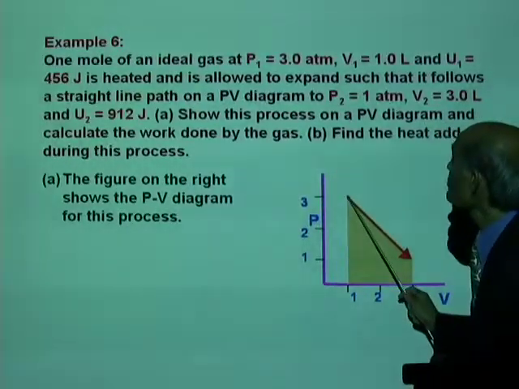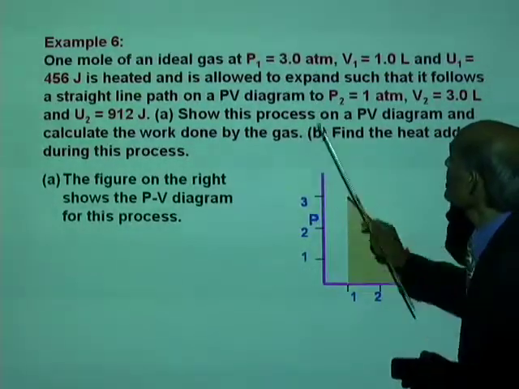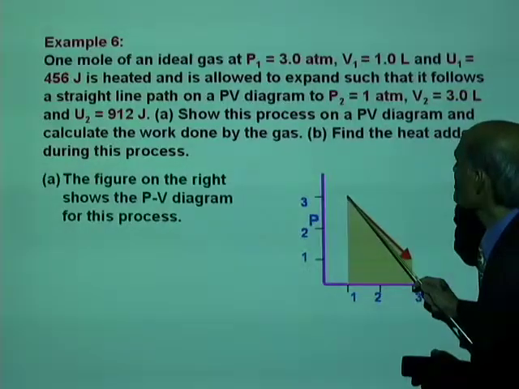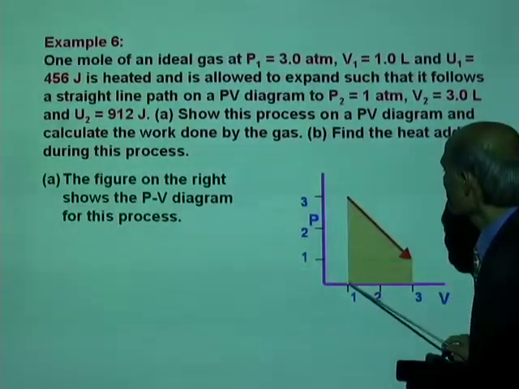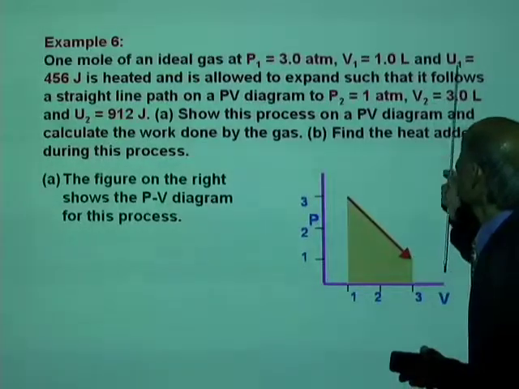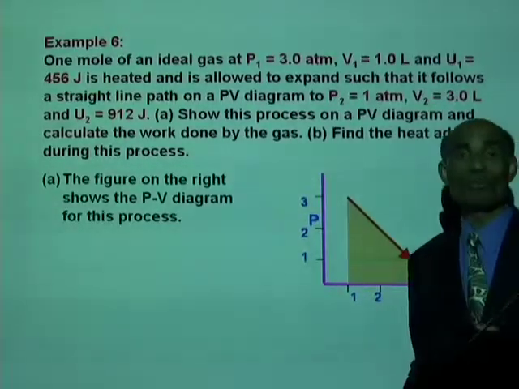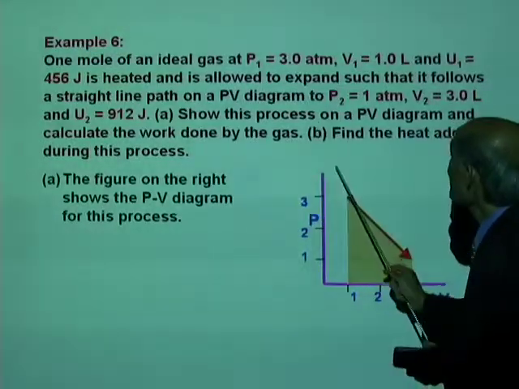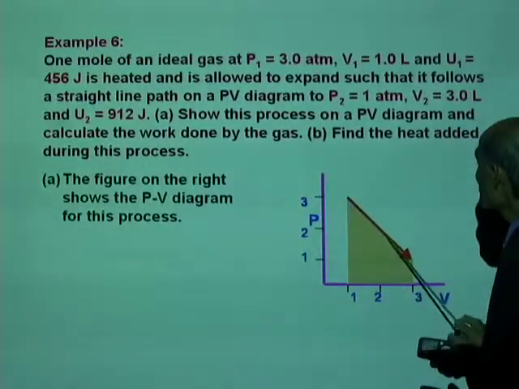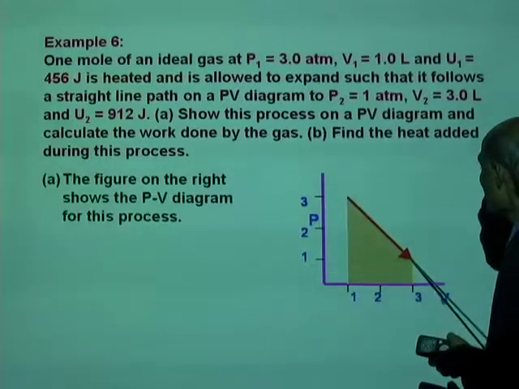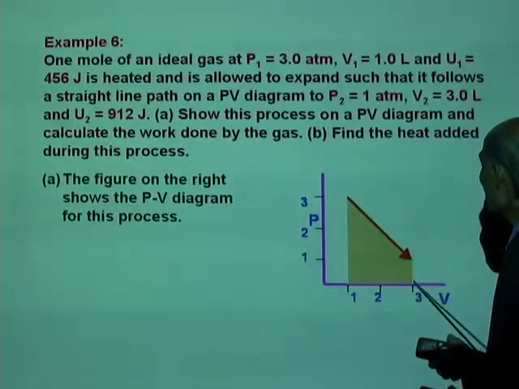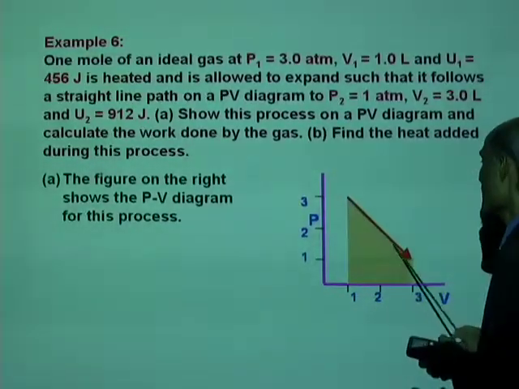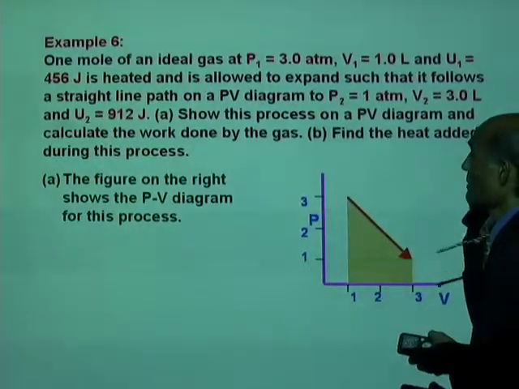The initial state of the gas is P1 equal to 3 atmosphere, that's the pressure, V1 equal to 1 liter, and internal energy is 456 joules. It follows a straight line path to P2 equal to 1 atmosphere and V2 equal to 3 liters. Now that is the PV diagram.